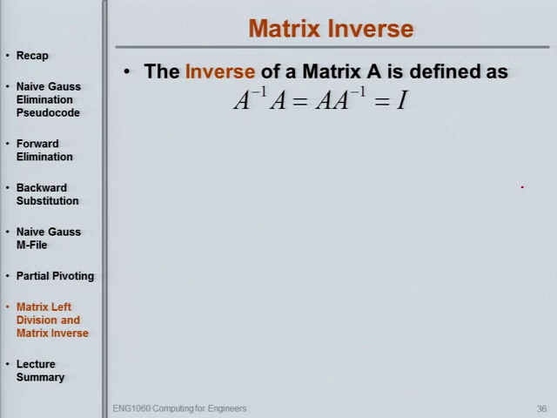The other way of looking at things is to actually calculate the inverse of the matrix A. So just to remind you again, if we have a matrix A, we define the inverse as being that matrix that when we multiply them together in either order, either A to the minus 1 times A or A times A to the minus 1, we get the identity matrix. And the identity matrix is the matrix that has ones down the diagonal and zeros everywhere else.